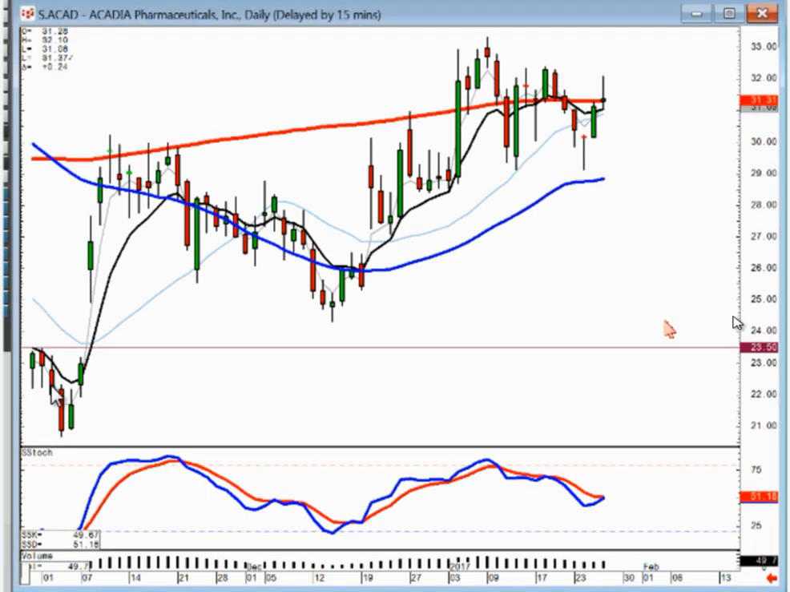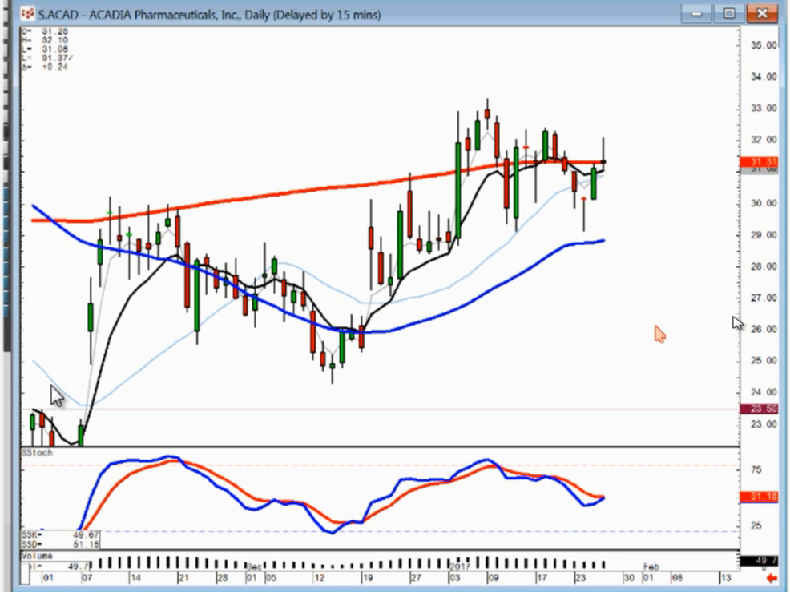ACAD, nothing. If I was buying this one, I'd put a buy stop above today's high. That would give me a Morningstar Doji sandwich breakout, which is what we call the McMuffin, morning sandwich.